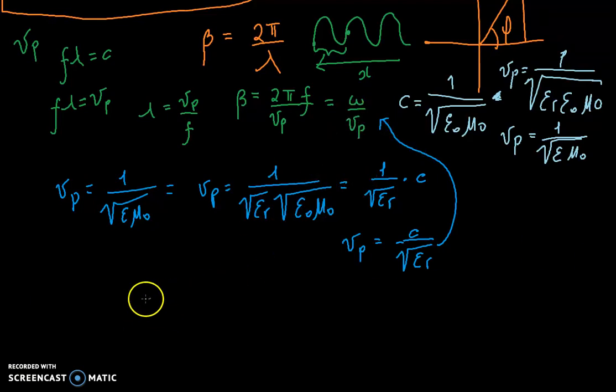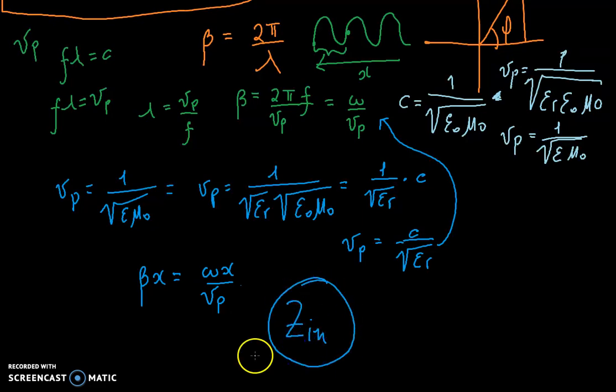And so once you know the constant beta, you can calculate beta x, because x is just a position on the line. So this will be equal to omega times x divided by Vp. And once you find that, you can calculate the input impedance Zin.